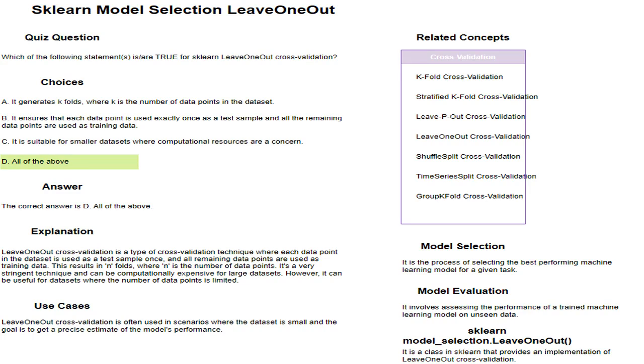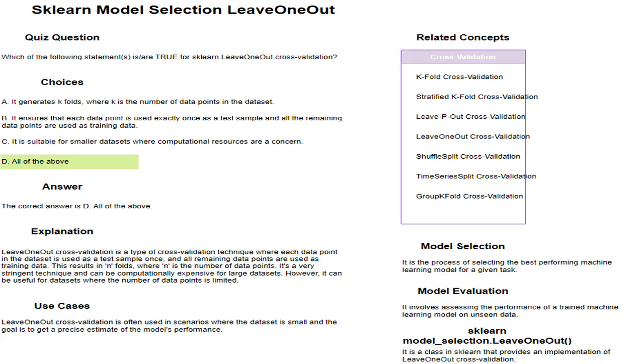Hyperparameter tuning: shuffle split cross-validation can be used to find the best values for the hyperparameters of a machine learning model. Performance estimation: shuffle split cross-validation can be used to estimate the generalization performance of a machine learning model.